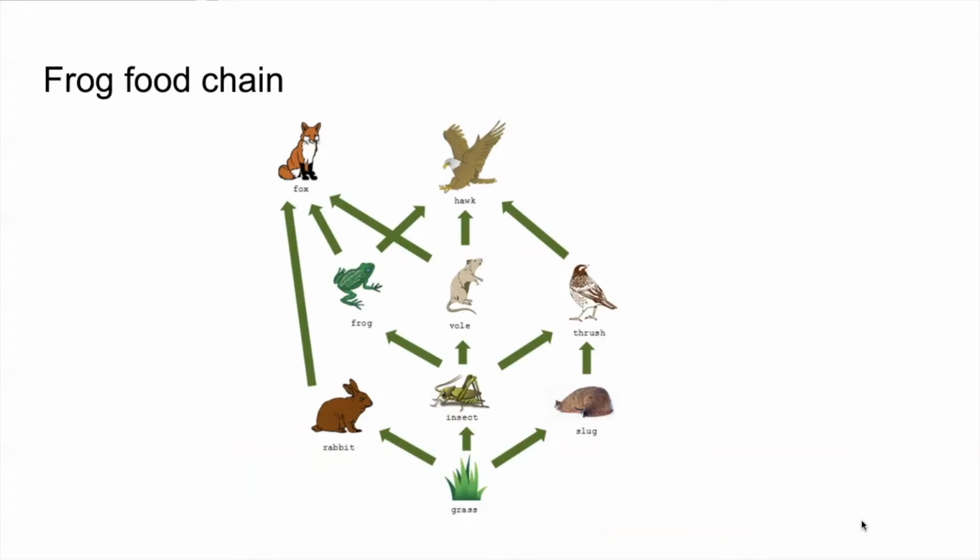The food chain is a series of organisms that depend on each other as sources of food. And as we can see, the grass is where it all starts, and it slowly branches out into the rabbit, the insect, the slug, and so forth.